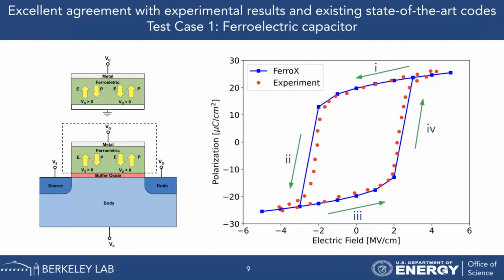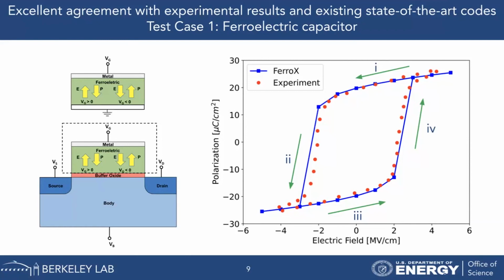So the device is essentially a ferroelectric capacitor. We have a ferroelectric, on top we have a metal, and at the bottom again we have a metal which is grounded. And we set the potential at the top by applying the boundary condition to the Poisson solver. We study the evolution of polarization against the applied electric field. And here I'm showing the plot of polarization versus electric field.